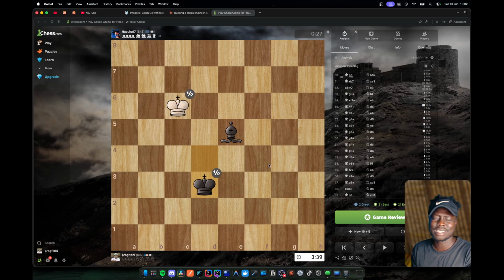This is not what I'm building. I don't think you will think that I'm building chess.com from scratch. No, I'm building a chess engine, which is the brain behind what's happening here.